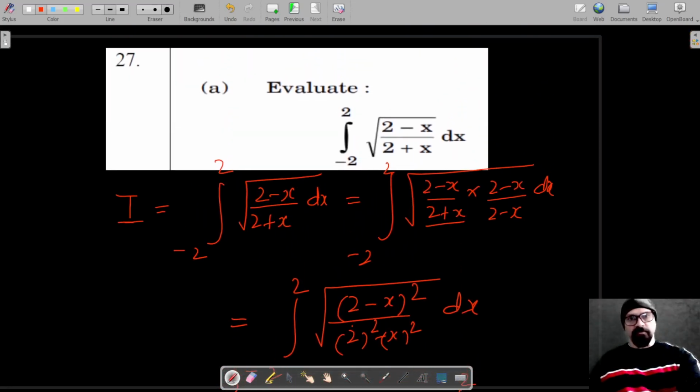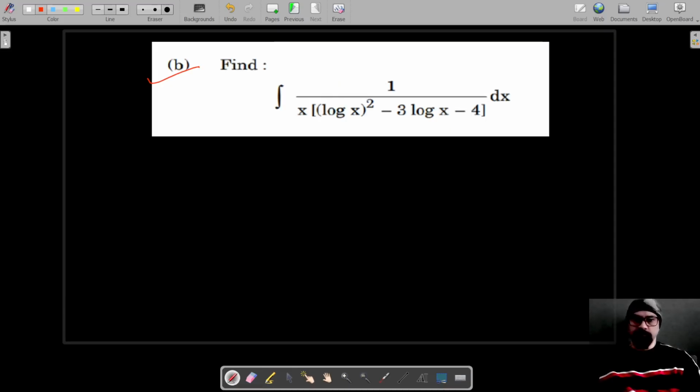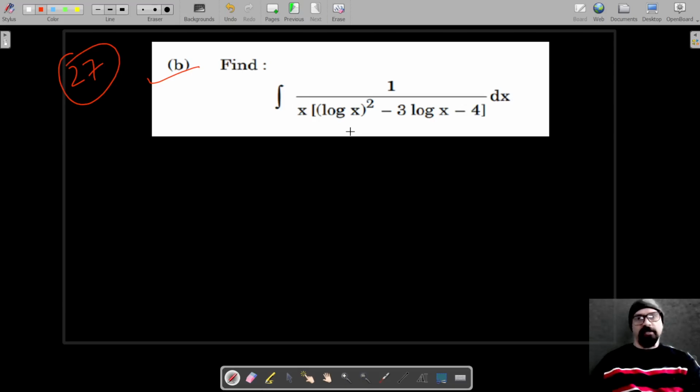So let's move on to part B of the same question, that is question number 27, part B. For question 27 part B, we have to find the definite integral of this. Let's say this is our integral I, and let's get this converted into standard form. So we are going to make the substitution log x.